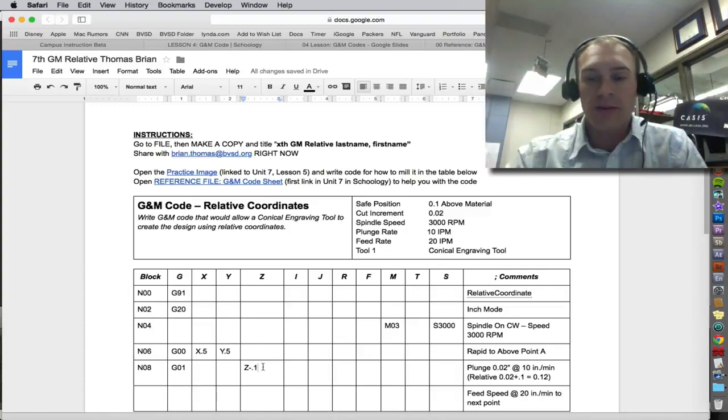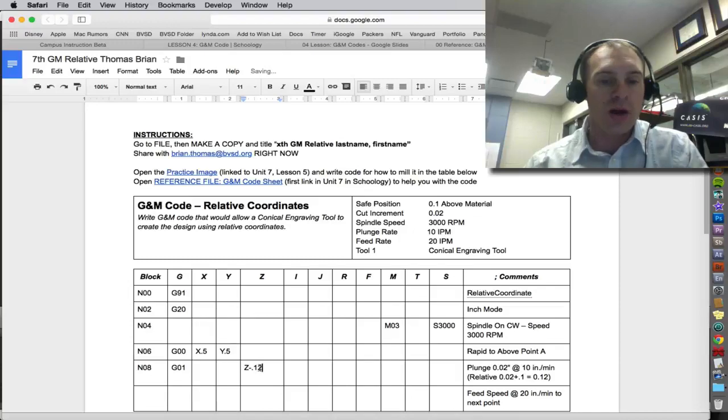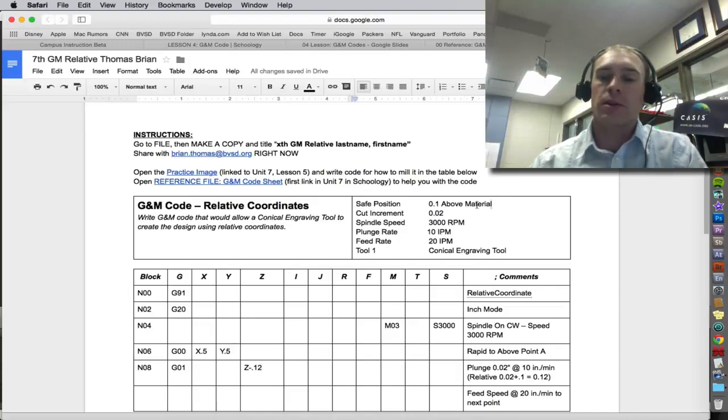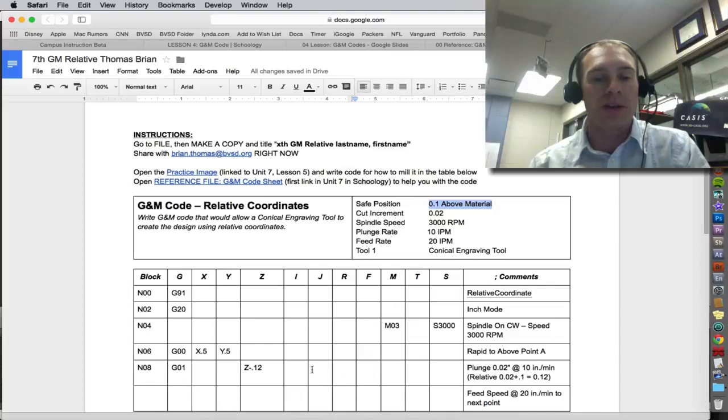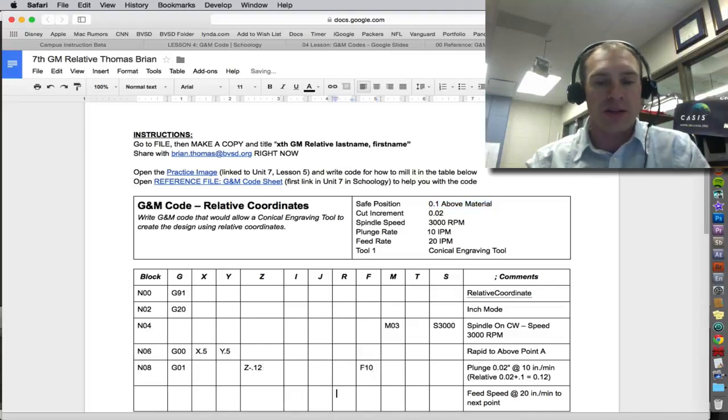To cut into it, we have to say, well, how deep do we want to cut? Well, in this case, I'll use this number, so that's another 2/100ths that we're going down. So it's really important that when you set up the bit, you start it at 0.1 above the actual yo-yo. Otherwise, you'll dig way too deep into it. So we set it at that. We're going at a feed speed of F10 to plunge.